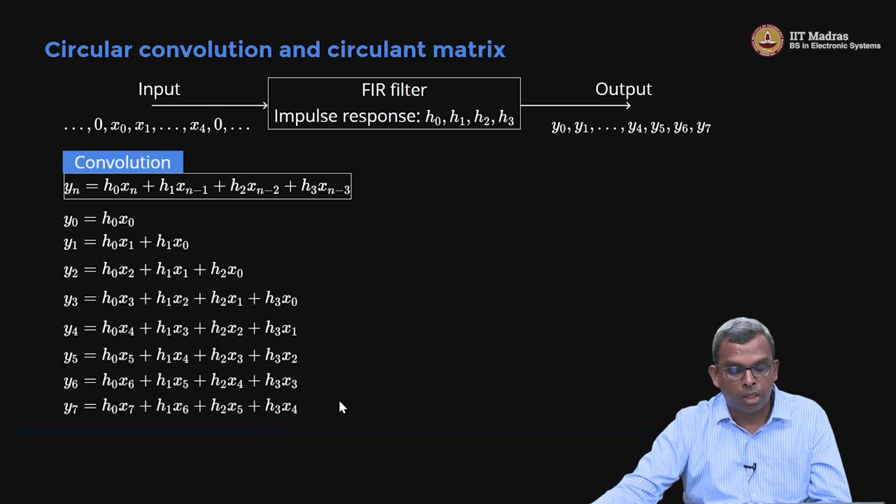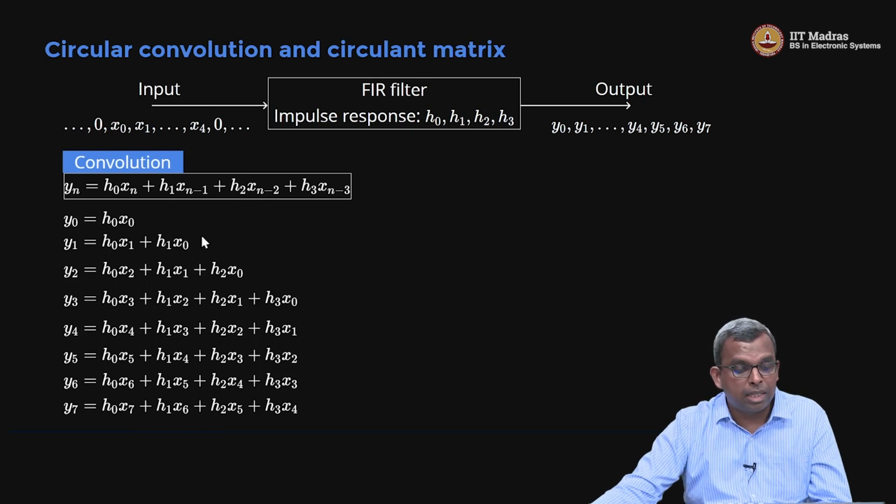Is that okay? I'm writing X5, X6, X7 just for fun, to give you a complete, nice picture. In our specific example, X5, X6, X7 are 0, so these terms won't come. You will stop with only this. But anyway, I'm just writing it out here. Remember that it is 0.